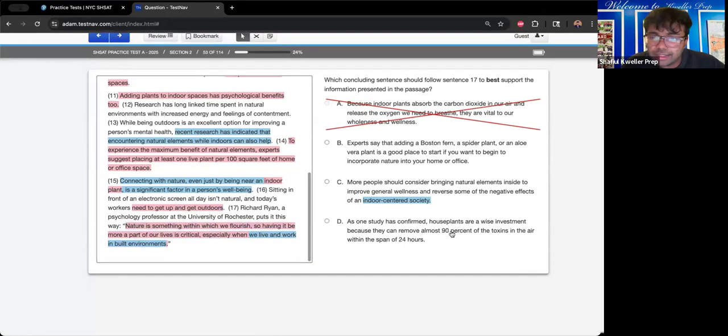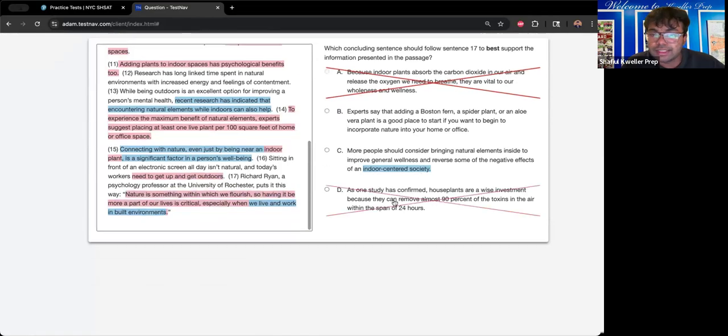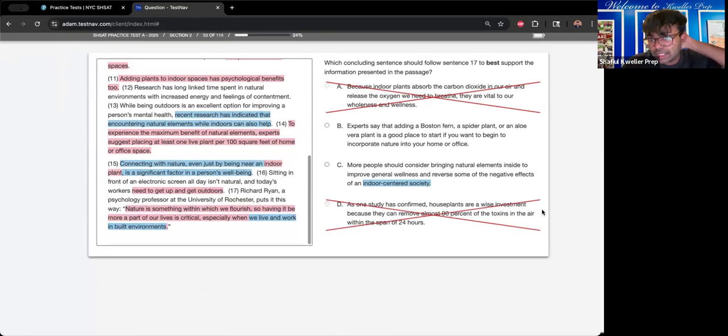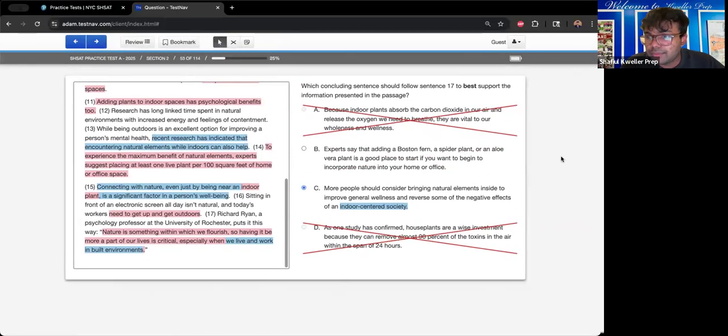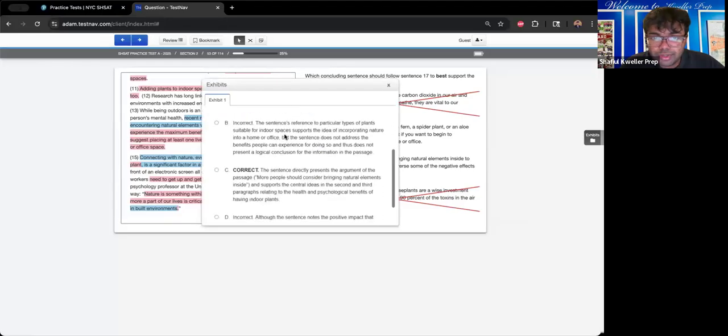And then D, they don't want to talk about a study. This is not the best. You don't end off a passage by talking about a study. So the answer should just be, I think it should be C. Let me make sure. Okay.